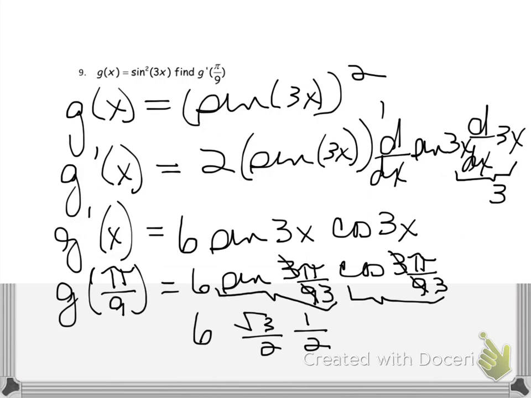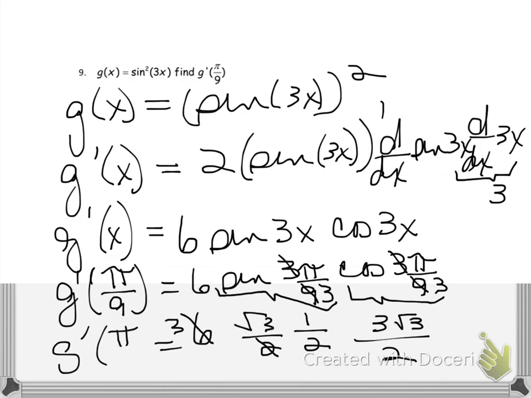I am thinking that let's take one of these 2's and put it in the 6. So I end up multiplying straight across, and I'm going to get 3 root 3 over 2 for my final answer, and I am done. So that is what g prime of pi over 9 equals. When everything is said and done, you get 3 root 3 over 2.